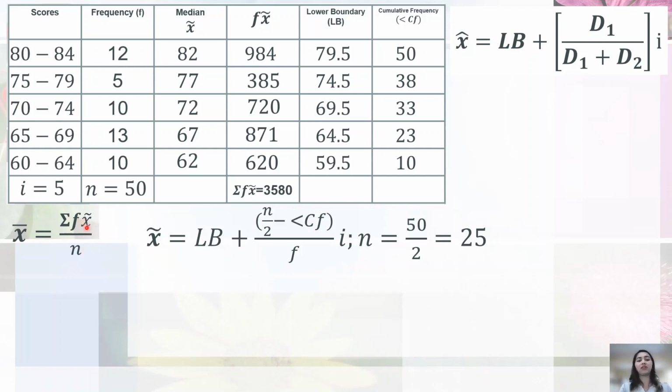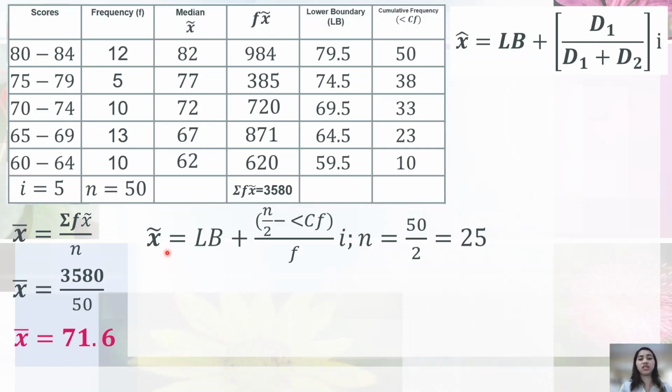We all know that the summation is 3,580. n here is 50. If we divide 3,580 by 50, we will have 71.6. This means that the average grade of 50 students in Advanced Algebra is equal to 71.6. So, let's have now the median.